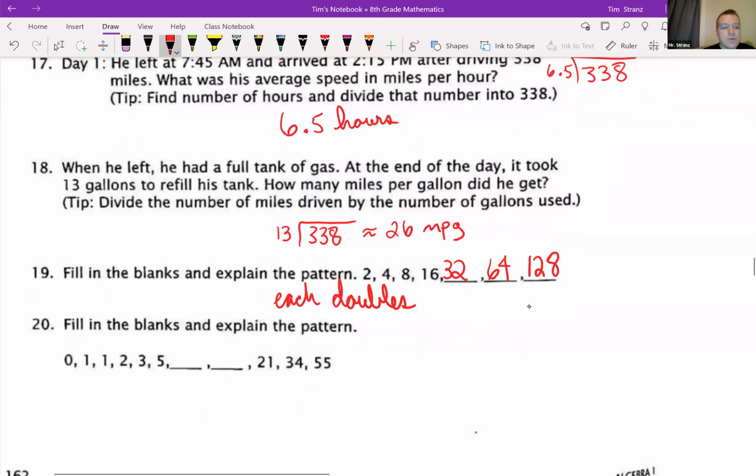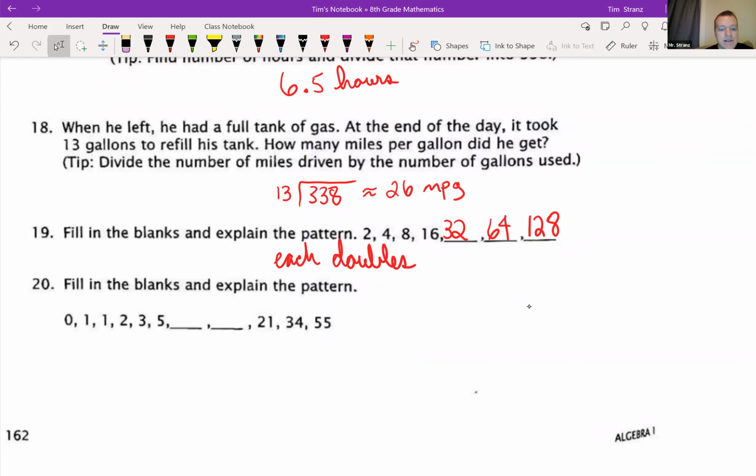All right, last one, number 20. Fill in the blanks and explain the pattern. All right, so this one you kind of got to look at it a little bit. You got 0, 1, 1, 2, 3, 5, blank, blank, 21, 34, 55. Okay, so if we look, the pattern for this one, 0 plus 1 is 1. 1 plus 1 is 2. 1 plus 2 is 3. 2 plus 3 is 5.